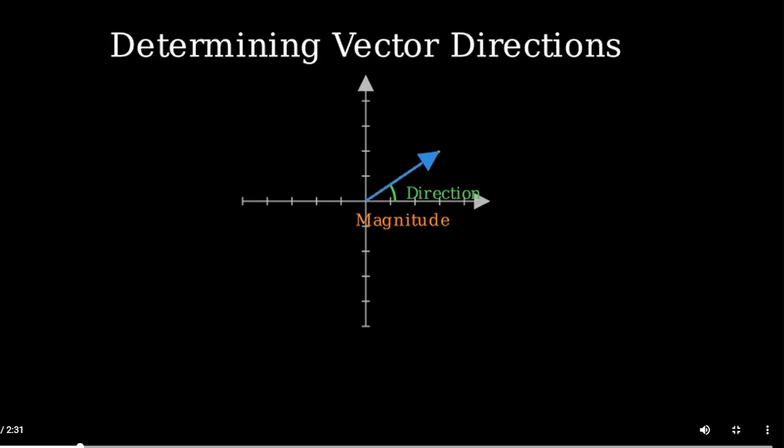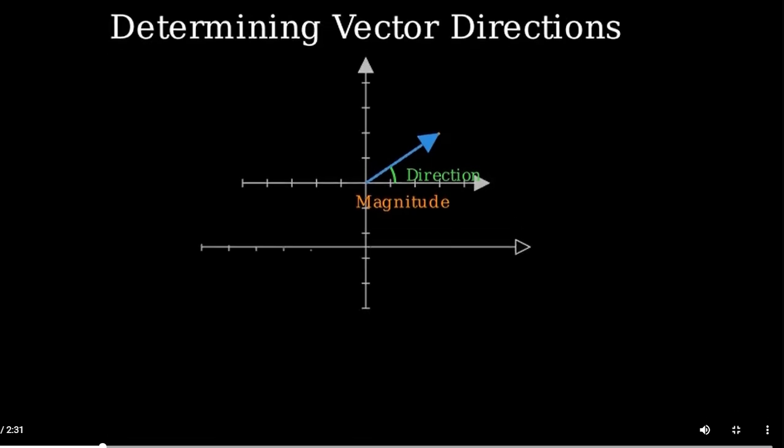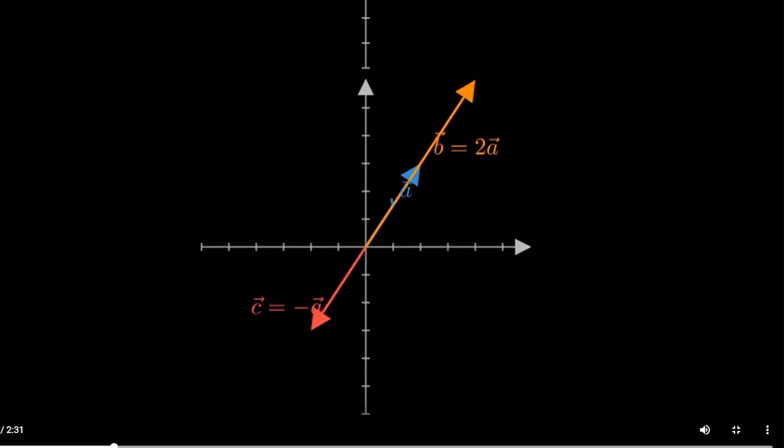When we talk about vectors pointing in the same direction, we're referring to parallel vectors. Two vectors are parallel if one vector is a scalar multiple of the other. If that scalar is positive, they point in the same direction. If it's negative, they point in opposite directions.